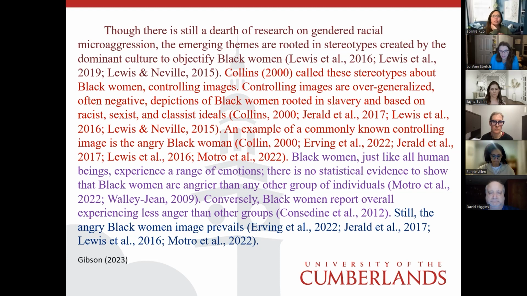The evidence is Collins has called these stereotypes about Black women controlling images. Controlling images are overgeneralized, often negative depictions of Black women rooted in slavery and based in racist, sexist, and classist ideas. Citations. A serial citation, a beautifully crafted serial citation, organized alphabetically by first author. An example of a commonly known controlling image is the angry Black woman. So that's all my evidence.